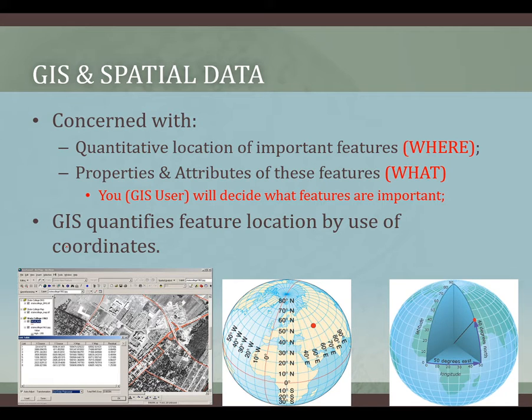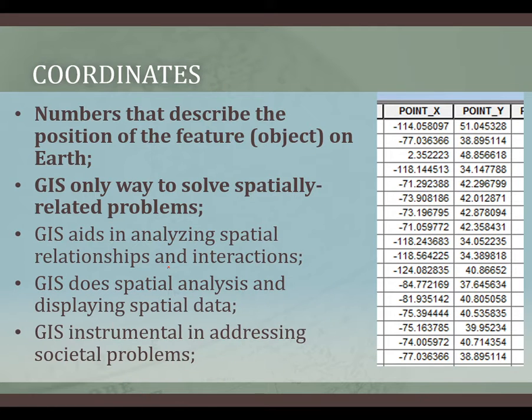So again, we tend to look at where and what, the location, important features. We tend to look at the properties and attributes of these features, the answer of what. So you as the user will decide what features are important. And we locate these features by use of coordinates. We're going to talk about coordinate systems throughout this class and figure out exactly where is the location of every specific point on the earth and how do we map it in tons of different ways, which we call here coordinate systems.